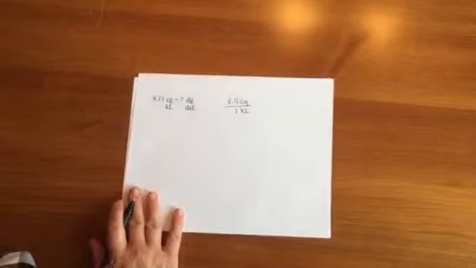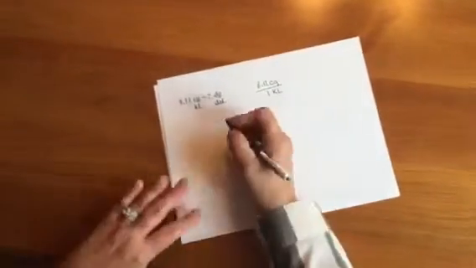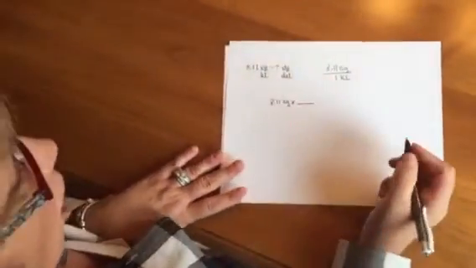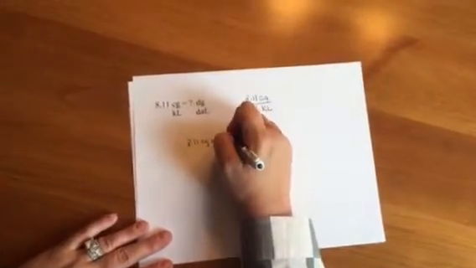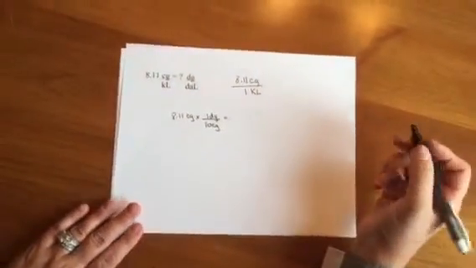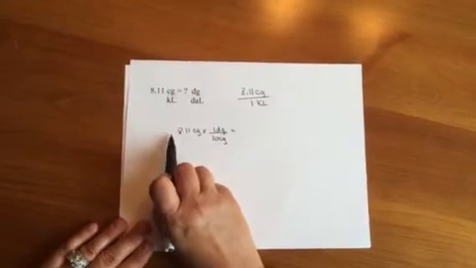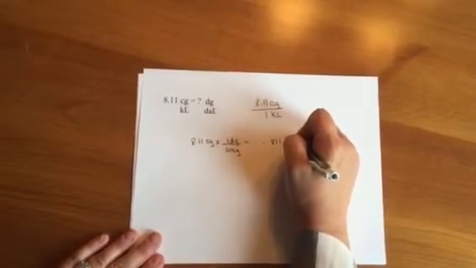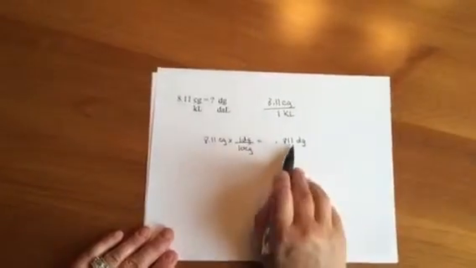We're first going to look at converting the 8.11 centigrams to decigrams. So we're going to take 8.11 centigrams, and if you recall, there's 10 centigrams in 1 decigram. So if you remember, we can just divide by 10, or we know we have to move it 1 to the left. So we get 0.811 decigrams. So now we've taken care of this part up here. We've turned it into decigrams.